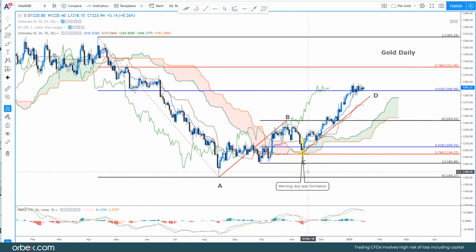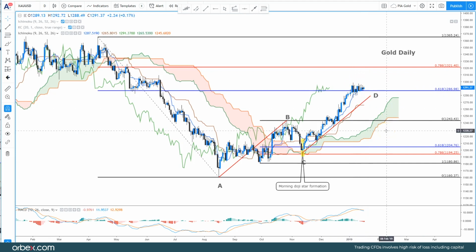Our previous trade idea saw this morning doji star formation. We set longs and targeted a move to 1265. It was an AB equals CD correction. Price action has extended above the 61.8 fib and is currently holding below $1,300.